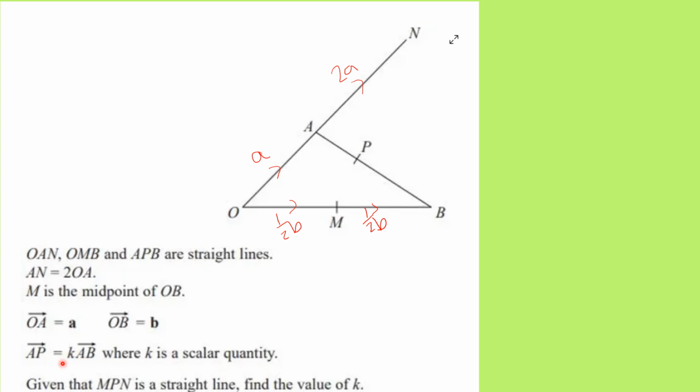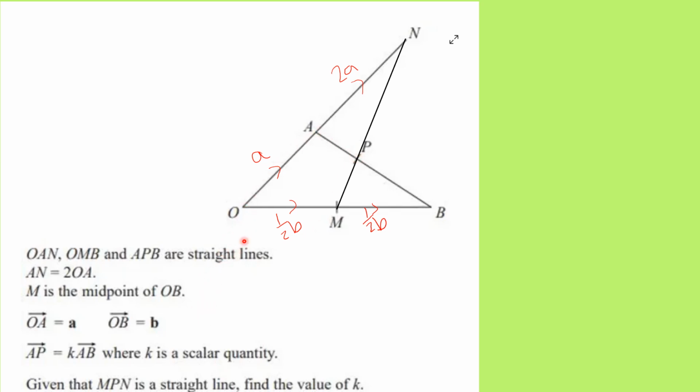AP is equal to some scalar of AB, so this line here, we don't know how long it is or what fraction of the line it is, we just know that it's some part of this line. If MPN is a straight line, we've got to find the value of that scalar quantity. Okay, so the key to this question is figuring out two routes of OP.